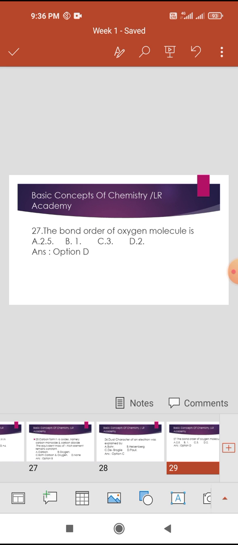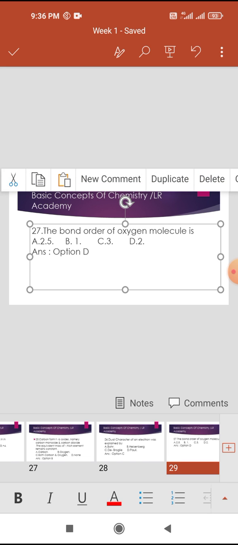Question number 27. The bond order of oxygen molecule is option A 2.5, option B 1, option C 3, option D 2. Again, the bond order of oxygen molecule is, the right answer is option D 2.